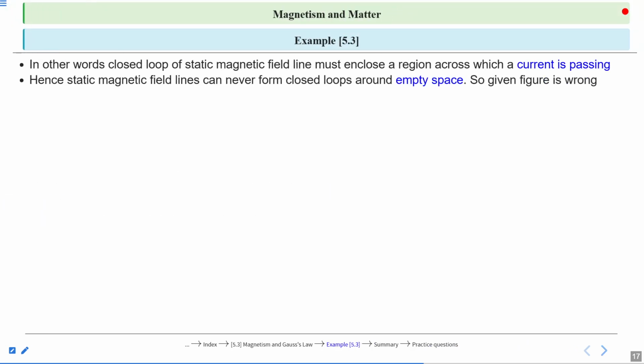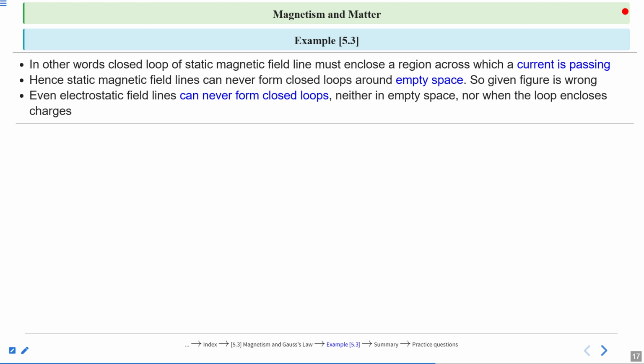In other words, a closed loop of static magnetic field, a static magnetic line, must enclose a region across which current is passing. Okay, that closed loop that is being shown in the diagram must enclose a region across which current is passing. Hence, a static magnetic field can never form a closed loop around empty space. Magnetic field lines cannot form a closed loop around the empty space where there is no current. So the given figure is wrong.